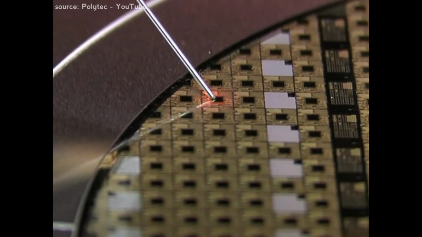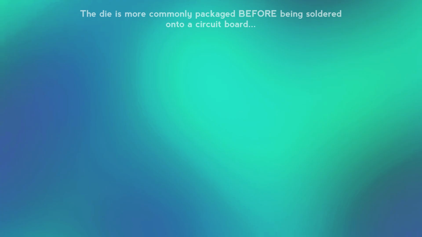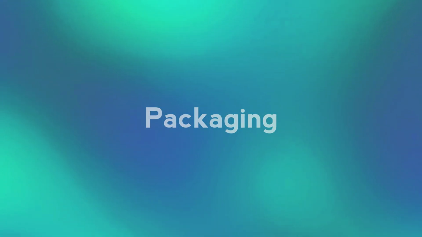Going back to our topic, after going through inspection and testing, each individual pattern on the wafer is then cut out into what's known as a die. The bare die is then soldered onto a circuit board and has to go through a process called packaging. And this is where we split.